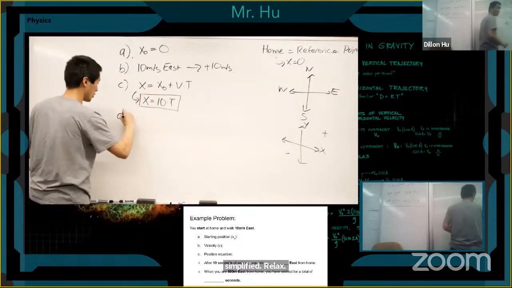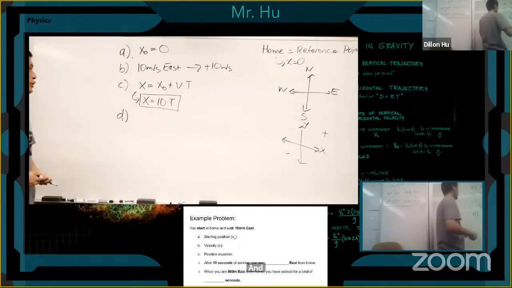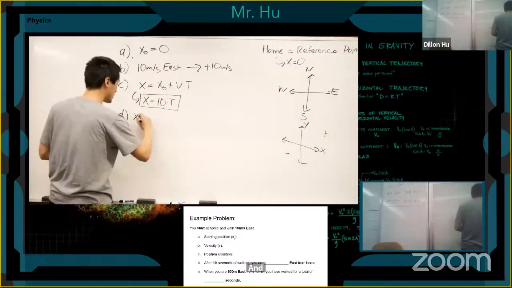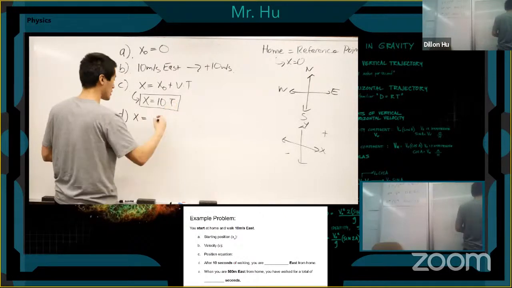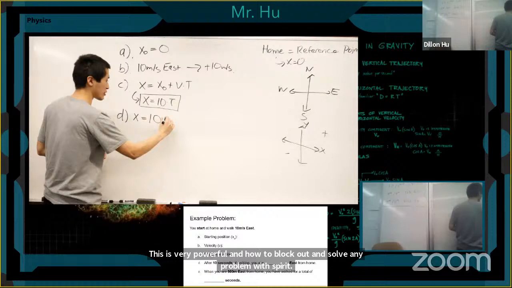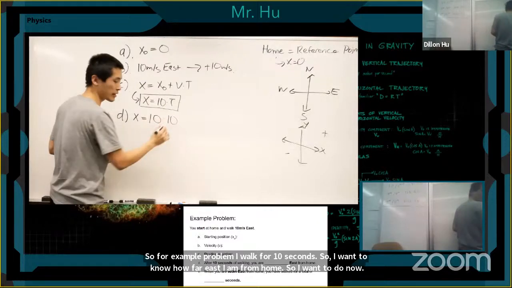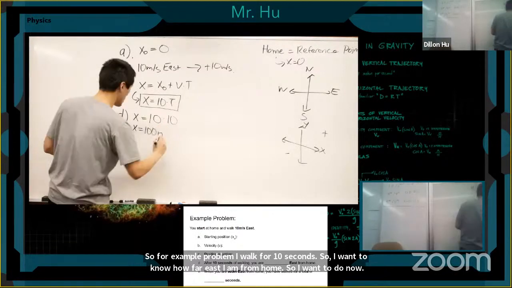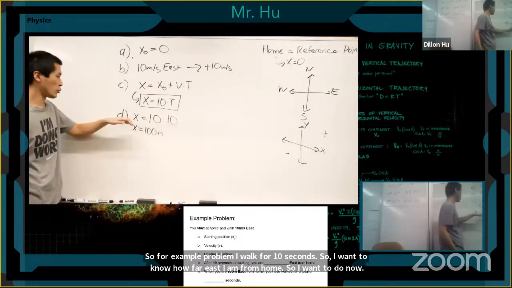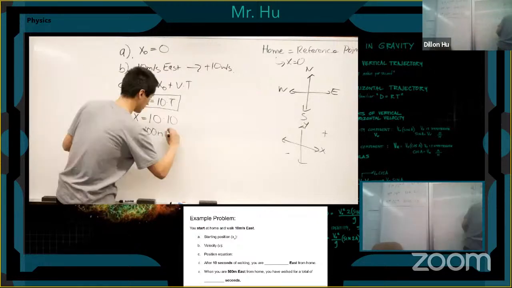So let's give an example problem. I walked for 10 seconds, and I want to know how far east I am from home. All we have to do now is plug in 10 seconds for our time. Our position is our velocity, 10, times the time, which is 10. When we multiply this out, we get our final position, and our final position is 100 meters east.